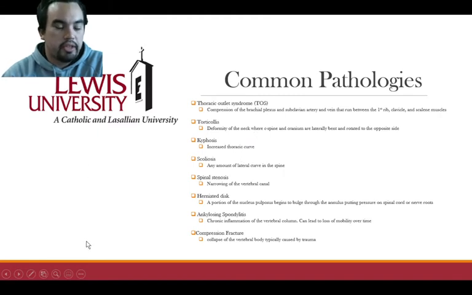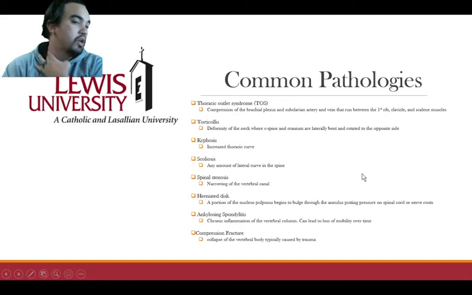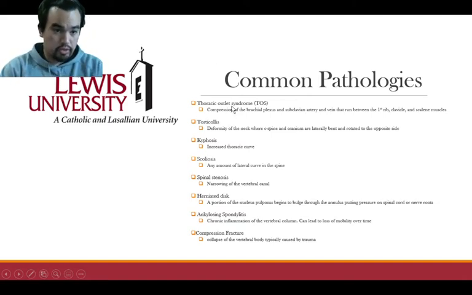Some common pathologies that we just want you to be aware of. Thoracic outlet syndrome, that's compression of the brachial plexus, so all the nerves as they come out of the cervical spine, and the subclavian artery and vein that run between the first rib, the clavicle, and the scalenes. So right in here, they can compress, creating what's called thoracic outlet syndrome, where you get numbness and tingling because we're compressing a nerve, or you can actually get decreased blood flow in your arteries and veins. And you can feel that in your radial pulse.